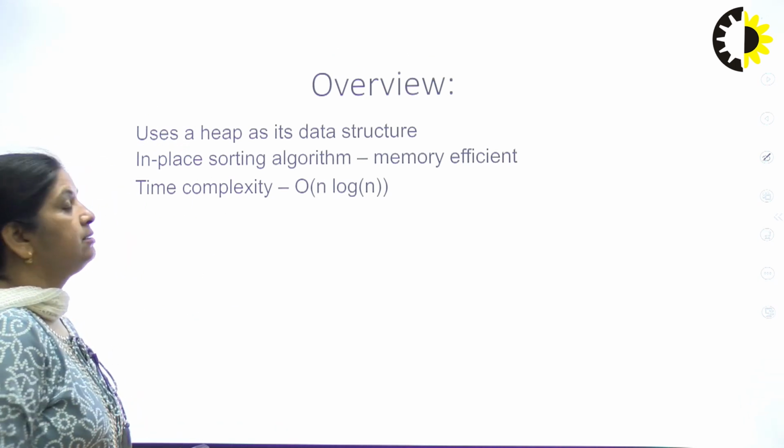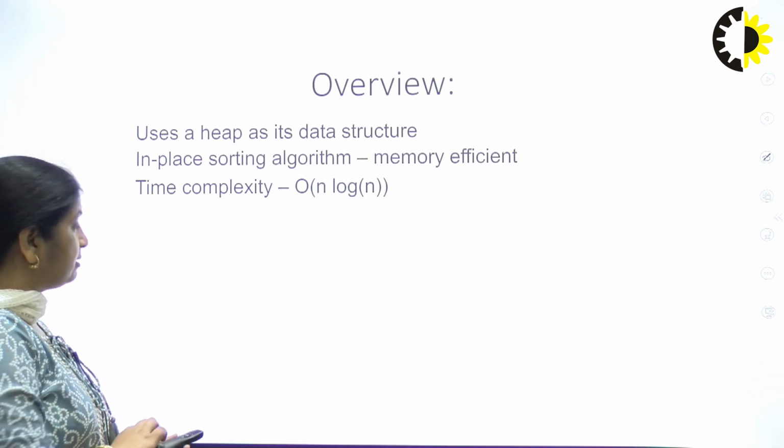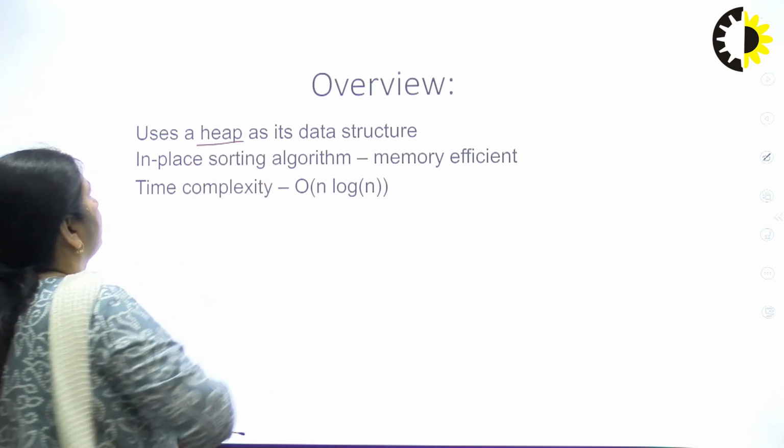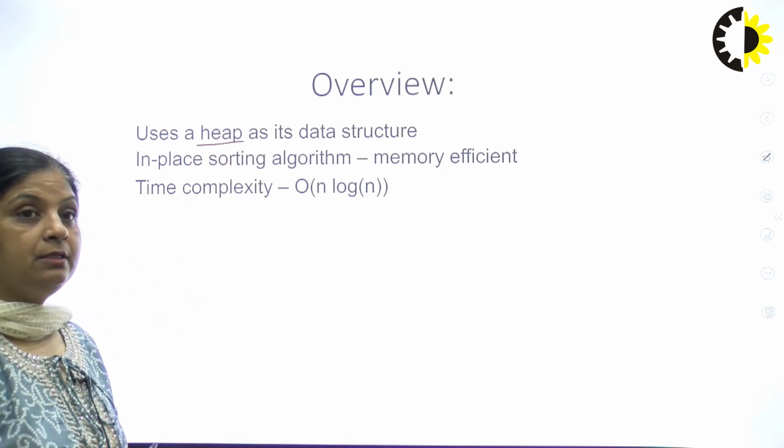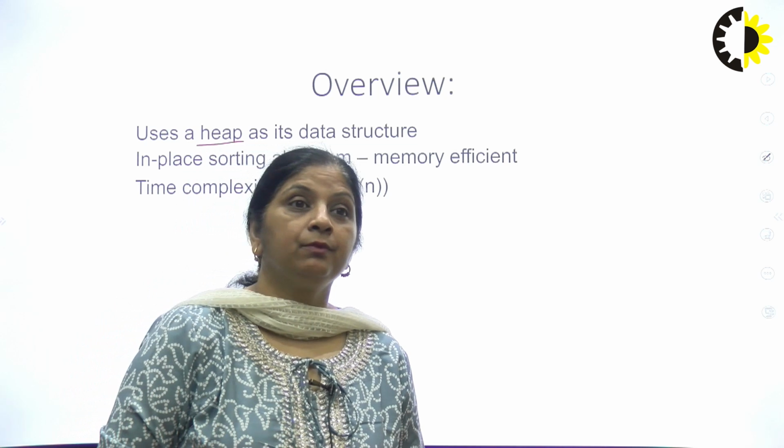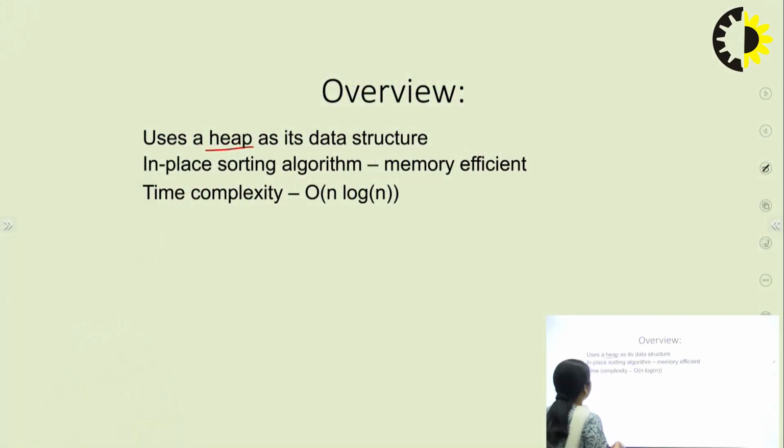So first point is it uses heap as the data structure. It is an in place sorting algorithm. The time complexity of heap sort is order of n log n. It is memory efficient because it is using an in place sorting algorithm. The same, it will do the sorting within the array.